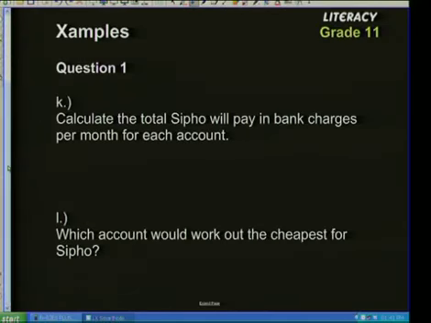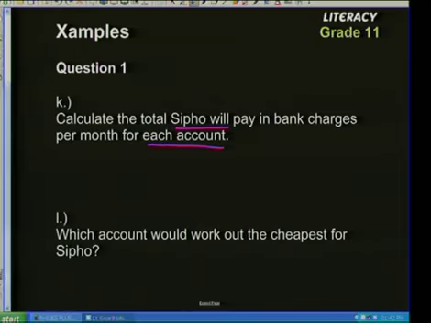I would actually have a look at the mark allocation for this type of question. It is your opinion. You can't really get it wrong, which is really nice. But give more information rather than less. Let's see what the next part of the question says. The next question says, calculate the total SEPA will pay in bank charges per month for each account.